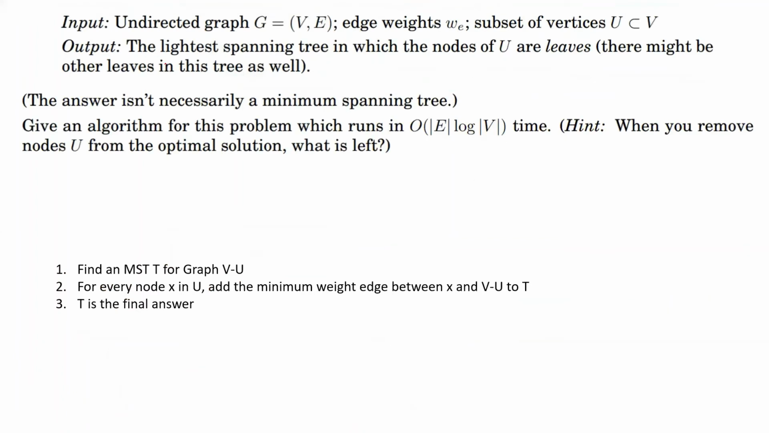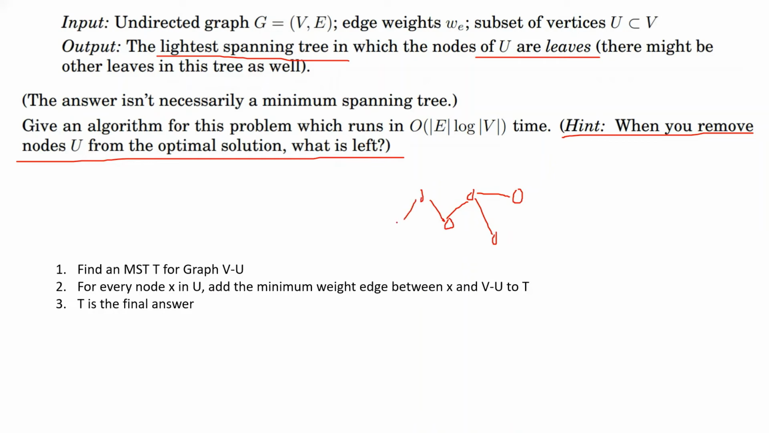You have to find a lightest spanning tree, and all nodes in U are leaves. So here's the hint. If you remove nodes from U, then from the optimal solution, what is left? It's pretty straightforward. If you remove leaves, remove this one and this one, there will still be a tree. And so this gives you an idea of how to do this.